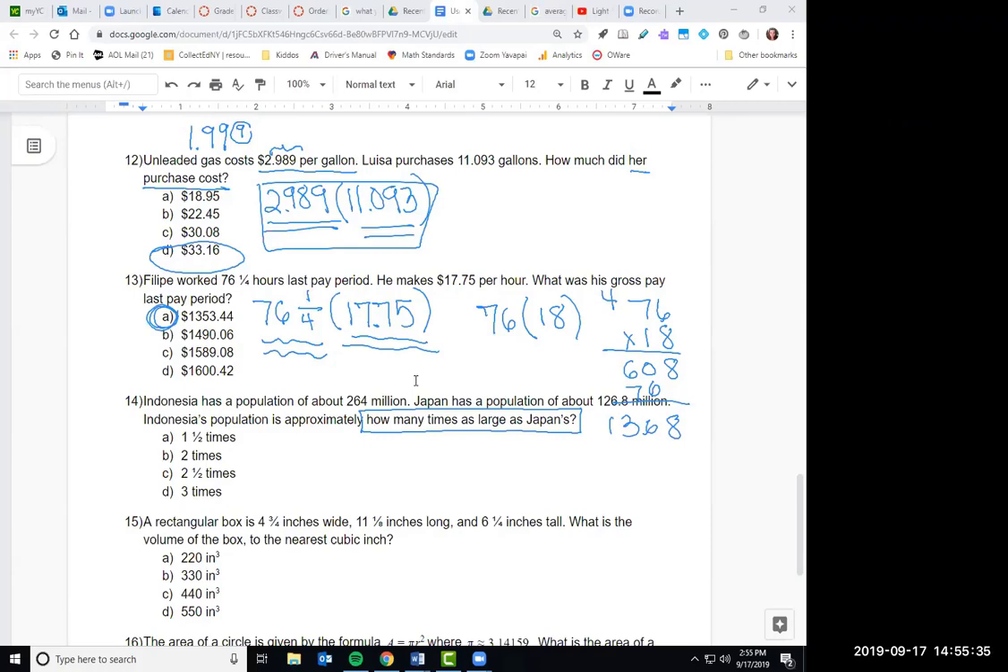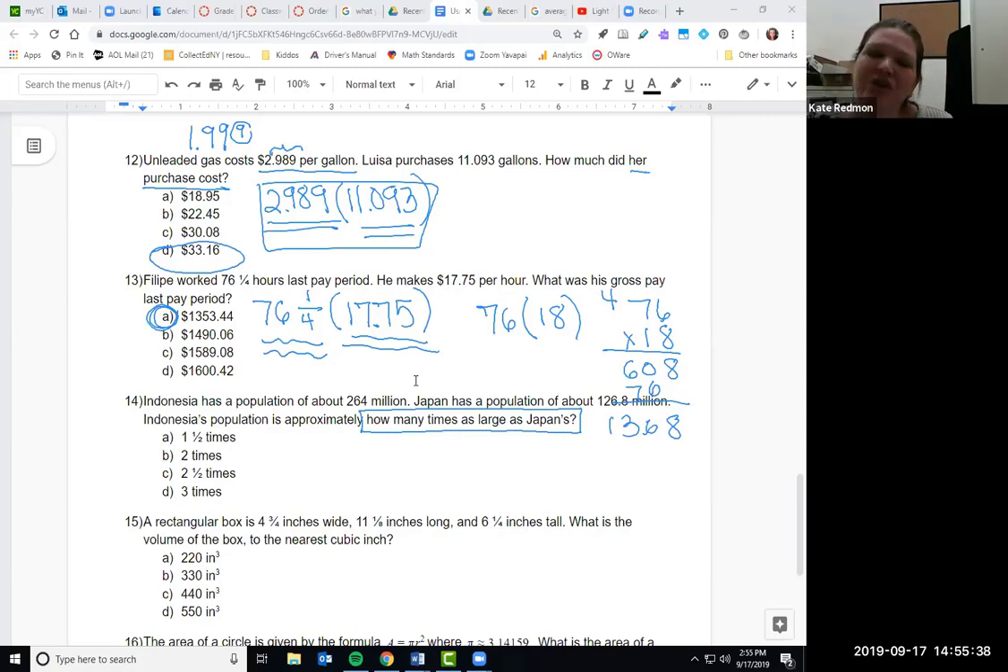Multiplication. Well, I would agree with you if I knew how many times. Like if they said it's 2 times as large, I would just multiply by 2. But notice it says how many times as large. If you say how many times as large, you're saying if I take Japan, 126.8, how many times would I have to multiply it to get to Indonesia's population of 264? If I don't know what number to multiply by, I can work backwards. What's the opposite of multiply? Division. Divide.